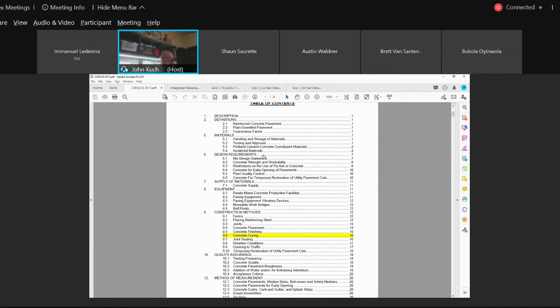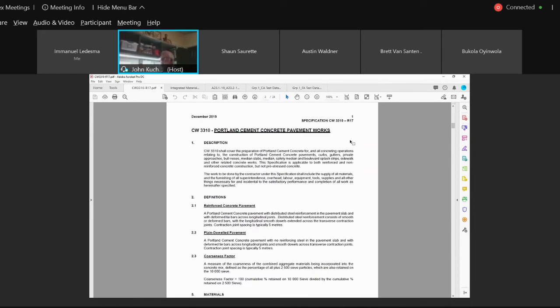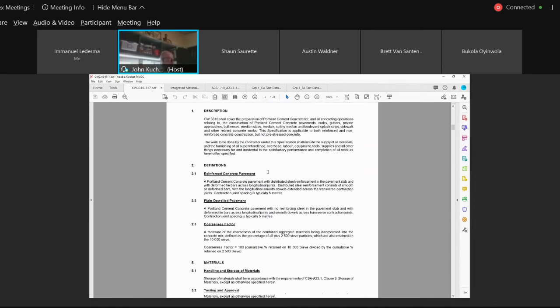So again, it's quite intensive. We're going to look at the design requirements, so we're going to look at section 6. Prior to that, we're going to look at the materials also, just briefly. So this is a typical standard spec. MI has one, and it's for concrete pavements. Okay.